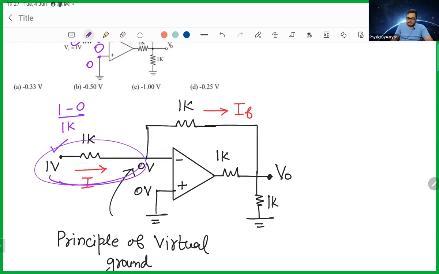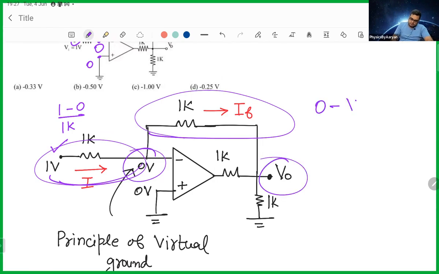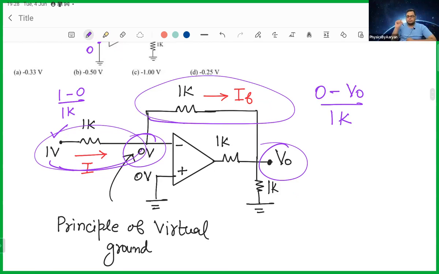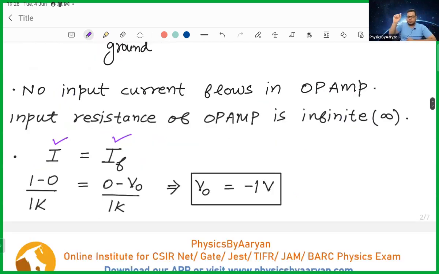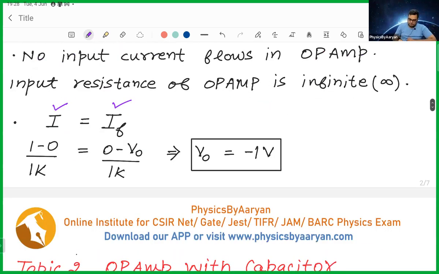Okay. And current in this is 0 minus V output by 1K. So 1 minus 0 by 1K equals 0 minus V output by 1K. So this is the maths I will do, and I will make both of them the same, because whatever is the input current, the entire current goes to feedback. So 1 minus 0 by 1, 0 minus V output by 1.